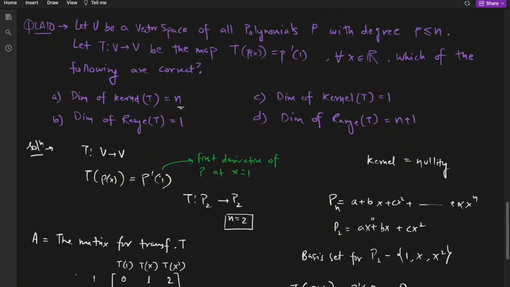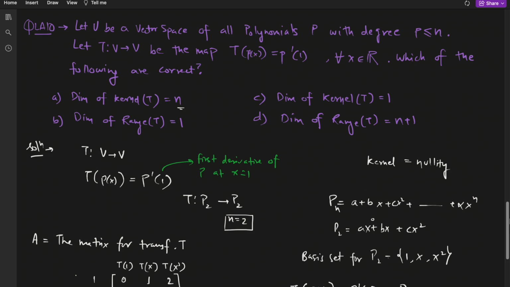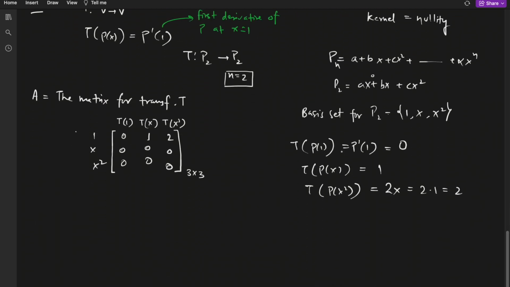Okay, after doing the first derivative, you need to put the value of x equal to 1. So no matter which basis vector you transform, because you need to put some value for the variable x, you will always get some constant. So here you get 2x, right? Here you get 2x.